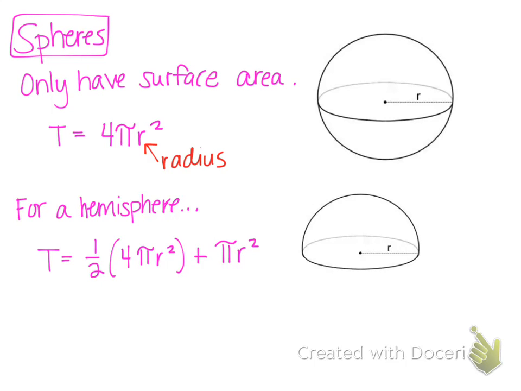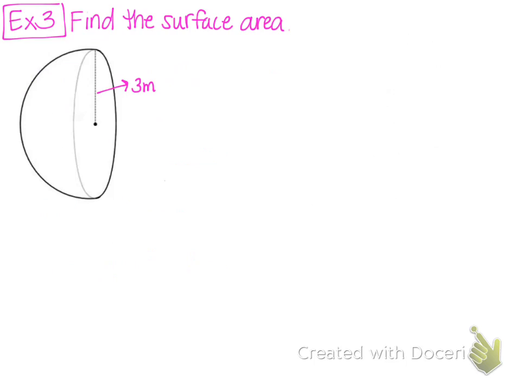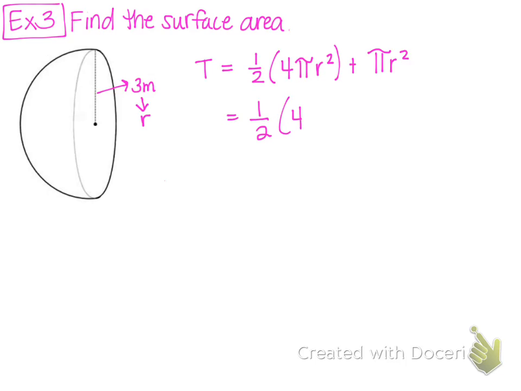So let's do an example with spheres. Okay, so this says find the surface area. So actually we have a hemisphere here. So the surface area for a hemisphere is 1/2 of 4 pi r squared plus pi r squared. And the only thing we have to plug in for is that r. So that's r right there, the 3. So we have 1/2 times 4 times pi times 3 squared plus pi times 3 squared.